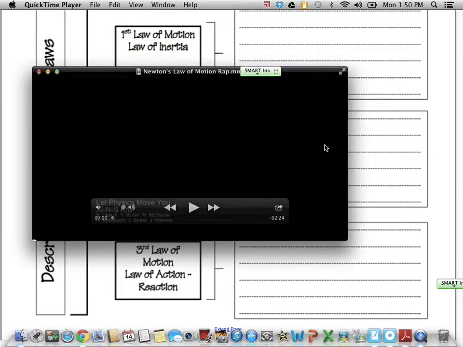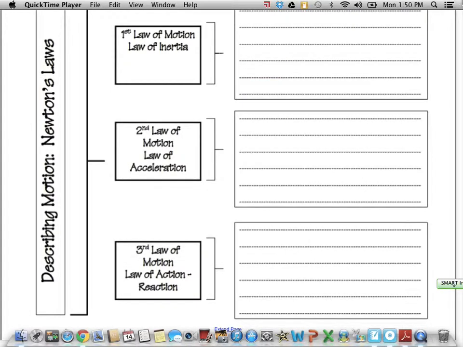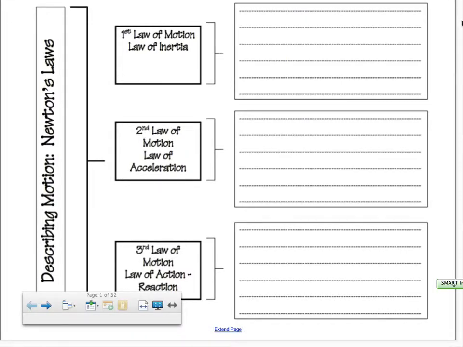Okay, in front of you, you have a sheet that looks like this, right? Yes, ma'am. And on this sheet that you have in front of you, throughout today's lesson, you are going to be filling out the three laws of motion.